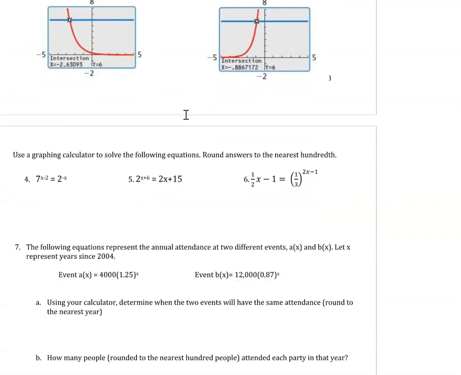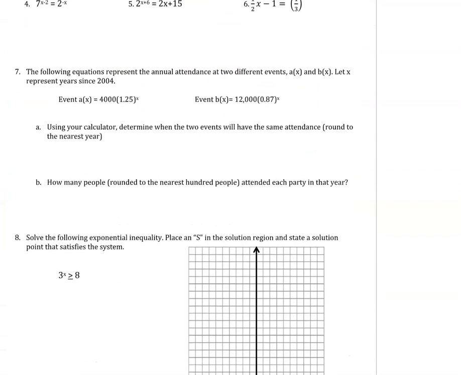All right, I'm going to skip ahead to a word problem. The following equations represent the annual attendance at 2 different events, A of x and B of x. Let x represent the years since 2004. So it's always important, guys, to note what your x value represents. Now, before I get into this, keep in mind A of x is an exponential growth function, and it looks like it's growing by 25% per year. And my initial attendance for whatever this event is 4,000 people.